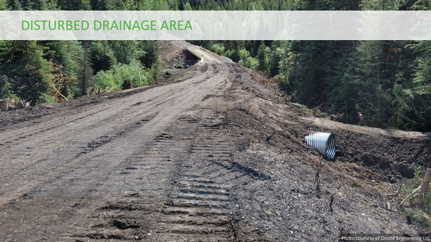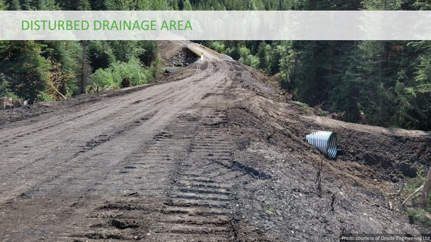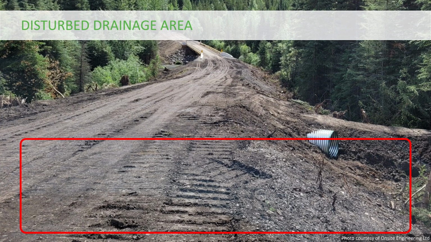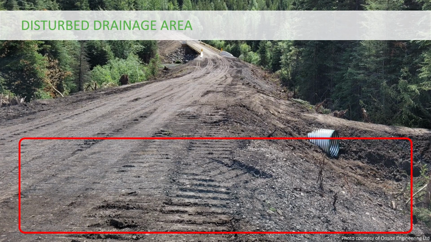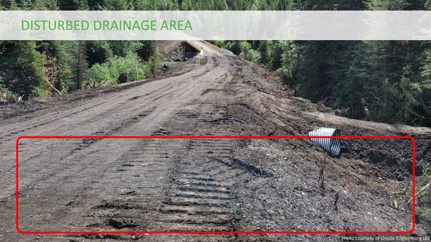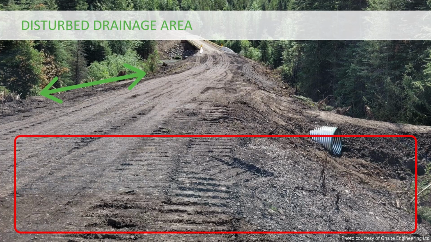In this picture, we show embankment, ditch line, and road surfacing that is disturbed, as outlined in red. Further disturbed areas are upslope and not shown. The distance over the forest floor from the cross-drain outlet to the stream in the background was determined to be 50 meters, as shown with the green arrow.